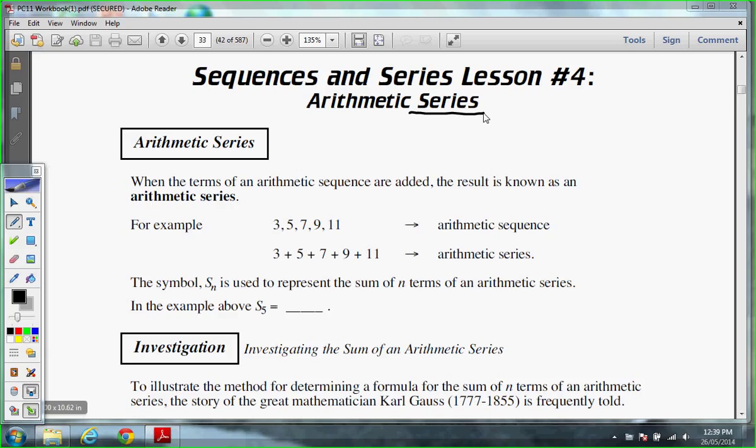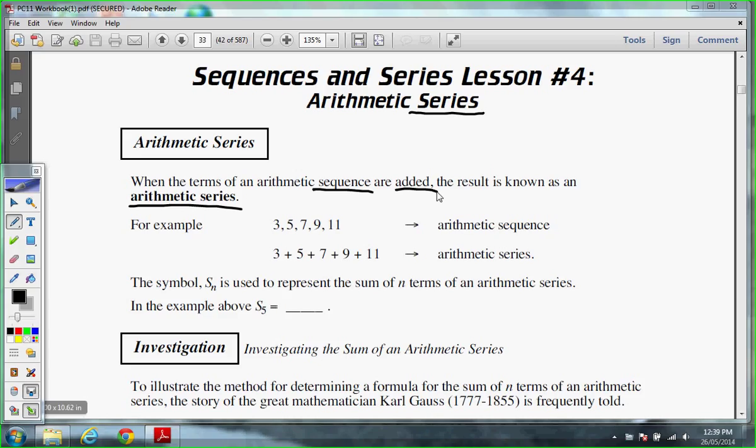So if they say they want the series of term 8, that means they want term 8, term 7, term 6, term 5, etc. added up. Okay? So right here, they give you an example. This is what it tells you: an arithmetic series is a sequence added. Okay, it gives you a little quick example here.